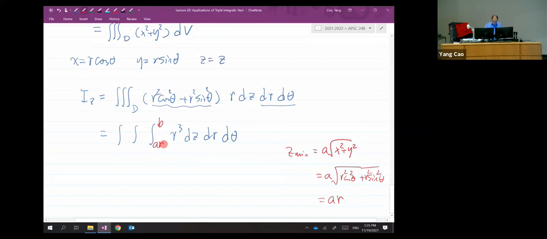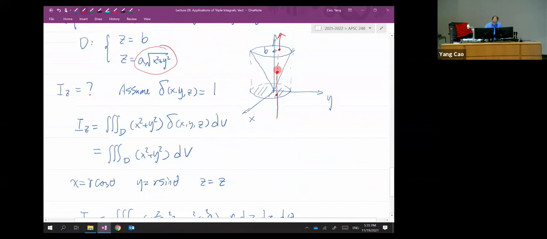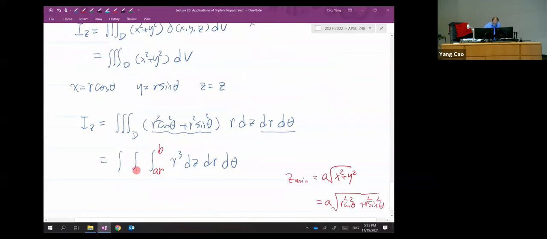Good. So that's your Z limits. Next step is to find the theta and r limits. That is determined by the shadow for this region D in the XY plane. You draw an arrow line out of this shadow. R min is 0, and R max falls onto the outer edge of the shadow.